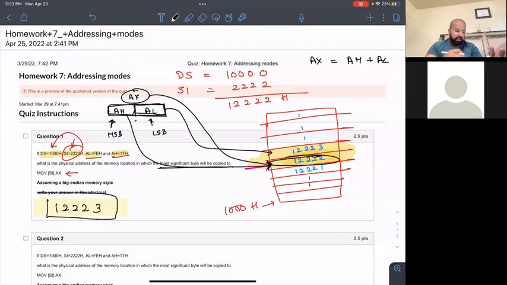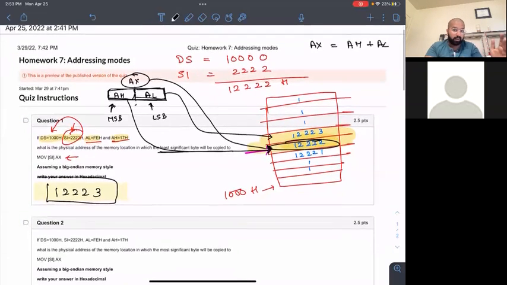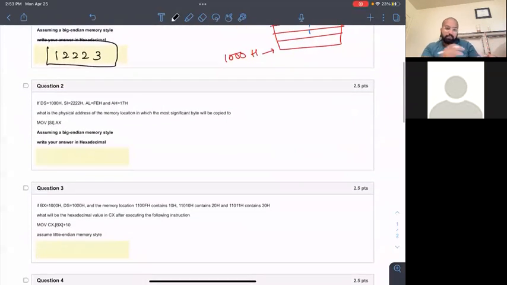Does that make sense? If it doesn't, that's fine. We're going to do the same problem, but in this case, we'll be looking at the most significant byte. I'm going to try to condense this again. We have the same everything, same instruction.